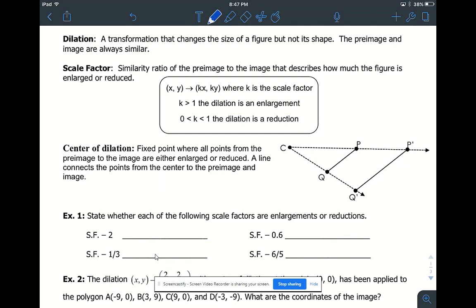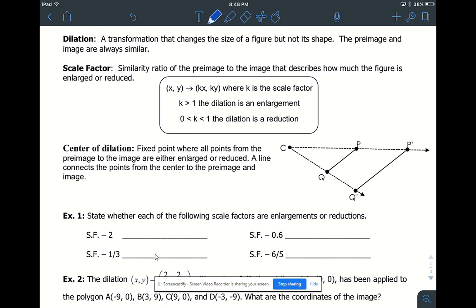So your scale factor is going to be written, remember our transformation rules. So we'll have a rule where it's x comma y transforms to k times x, y, where your k value is your scale factor. So that could be a 2, that could be a 1/2, that could be a 1/4, 3/7. It could be really whatever we put in here. And then if the k value, if your scale factor is greater than 1, it's an enlargement. And if your scale factor is between 0 and 1, then your dilation is a reduction.